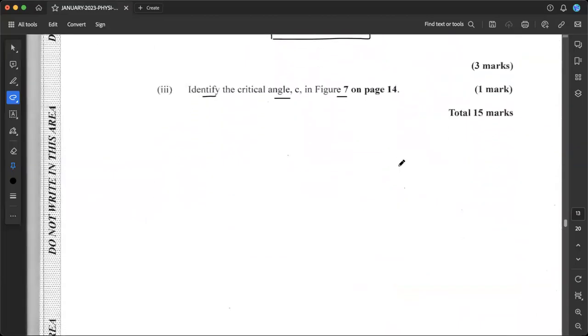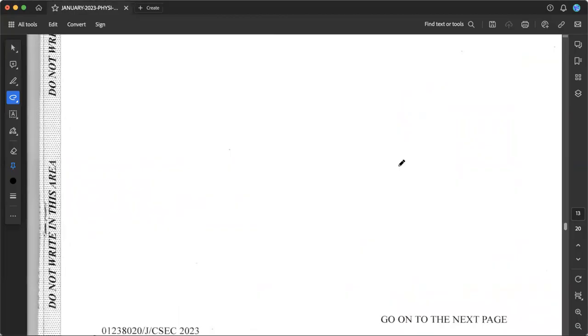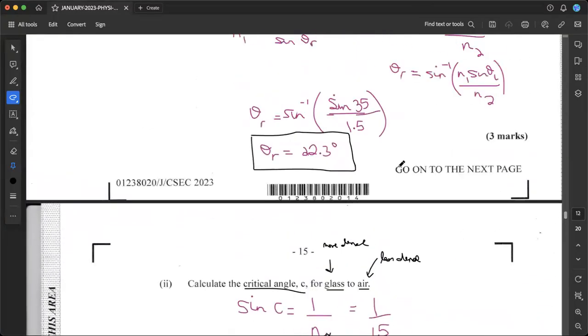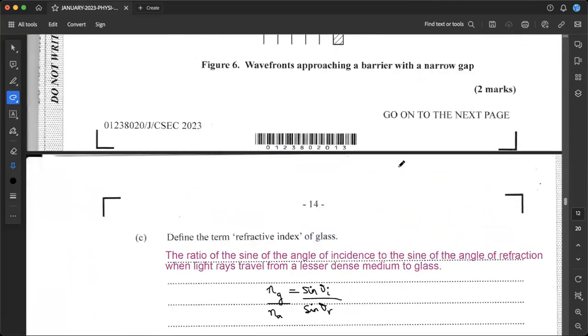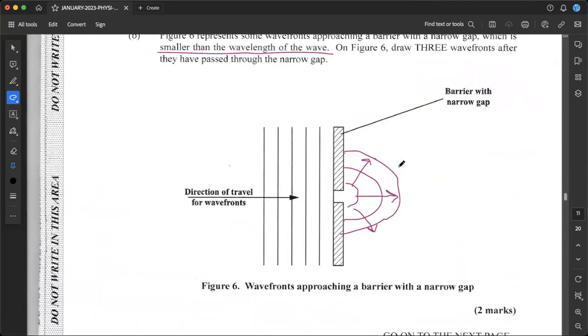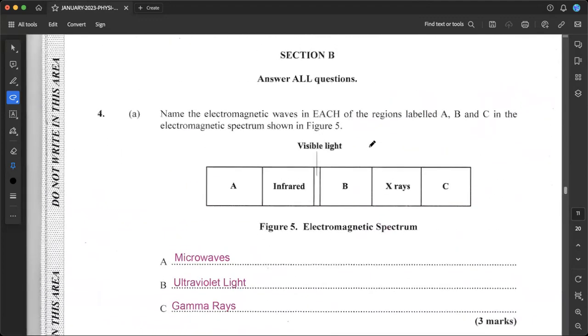So that's all for 15 marks. And again, this was from the January 2023 paper. We haven't done June as yet. So this is from January 2023. And again, this is just a question on wave motion, refraction and reflection of light, refractive index, and all that good stuff, right? So again, make sure that you understand everything here.